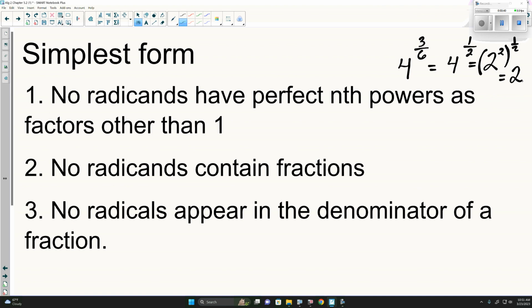And a lot of what we're going to do today and tomorrow and a lot of what is part of 5.2 is manipulating these expressions and getting them in simplest form. Now, not all of them will have a nice number answer. Some of them will, but most of them will not. And for most of those, we're going to leave it in fractional exponent form, in radical form, instead of turning them to a decimal.